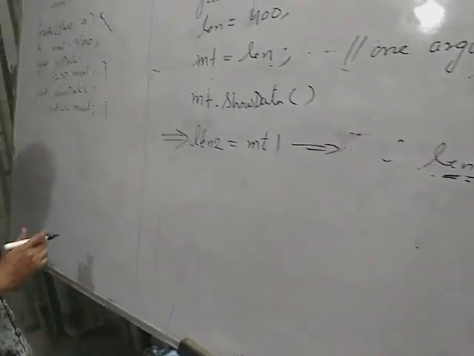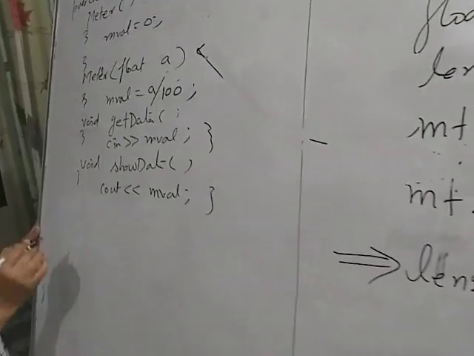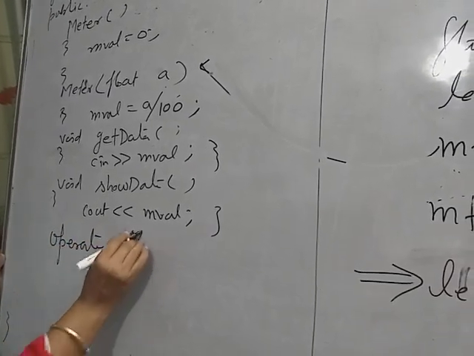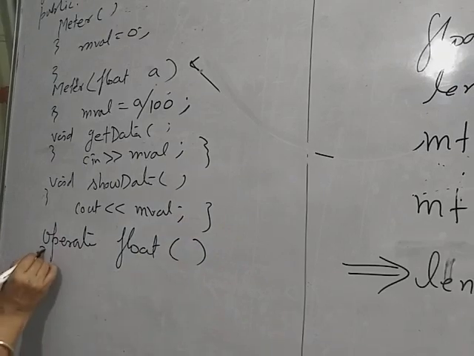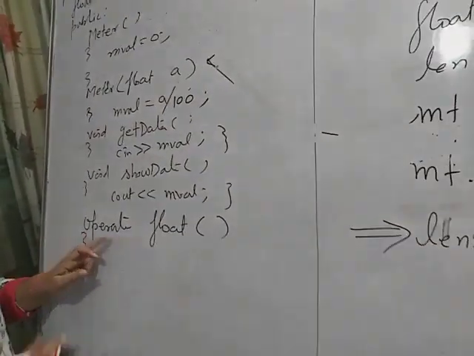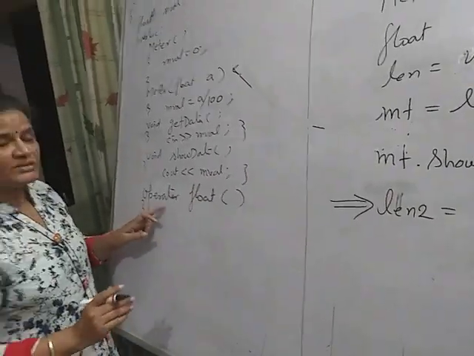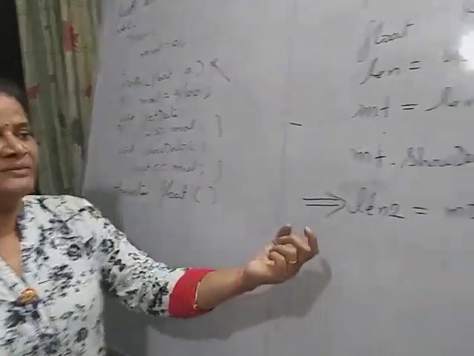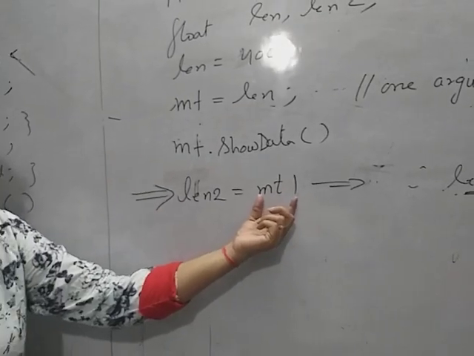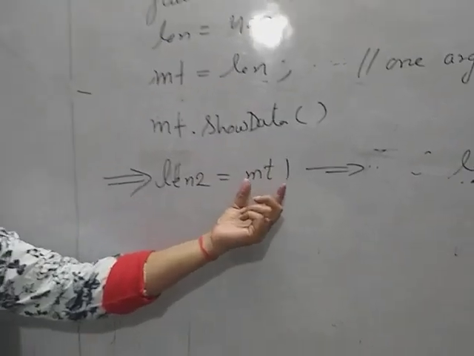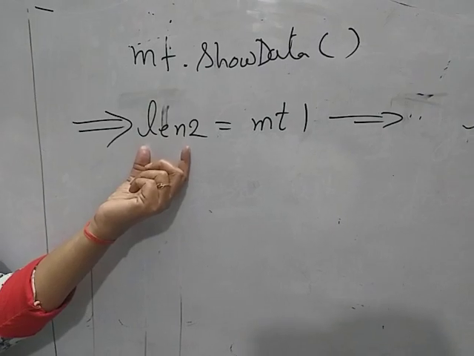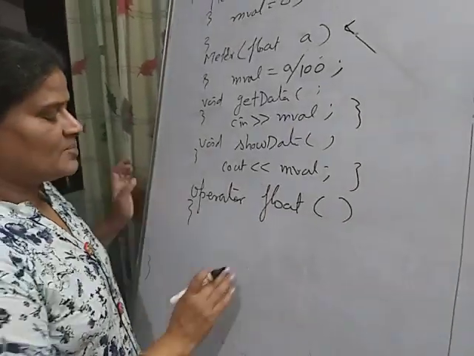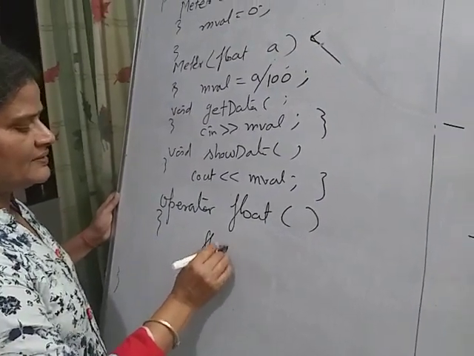So for this, one operator routine is required. So we write operator float here. See, this is a special type of routine where operator is the fixed word, and this is called an operator conversion routine. And this float, simply the meter object, is the empty 1 object. I want the empty 1 object to be converted into what? Float, a basic type.